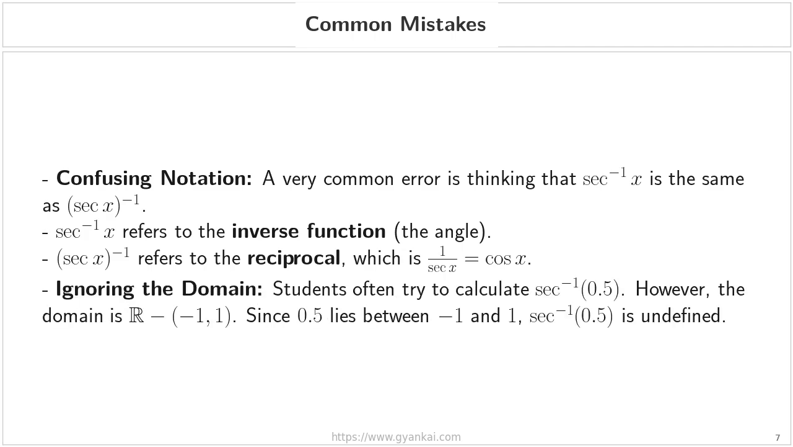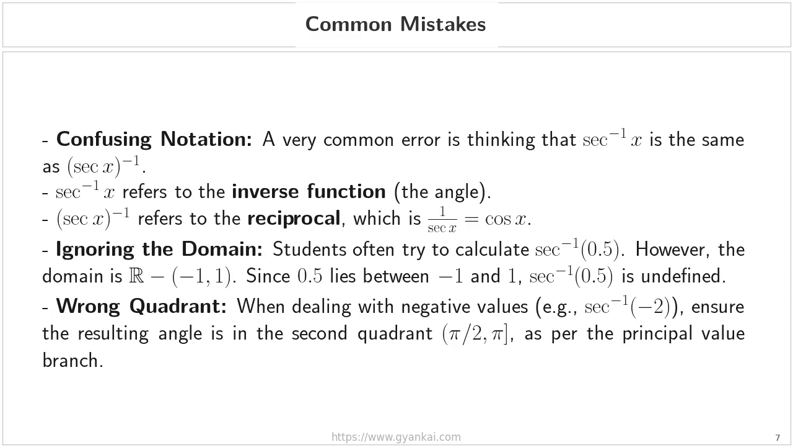Secondly, it is crucial not to ignore the domain restrictions we discussed in the previous slides. For instance, some students may attempt to calculate the inverse secant of 0.5. However, if you recall, the domain consists of all real numbers except those between -1 and 1. Because 0.5 falls within that excluded range, the inverse secant of 0.5 is undefined and has no real solution.